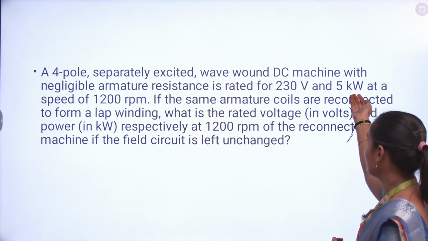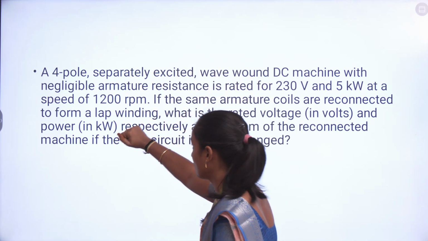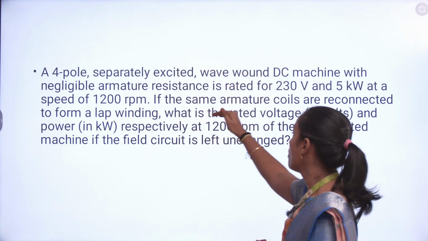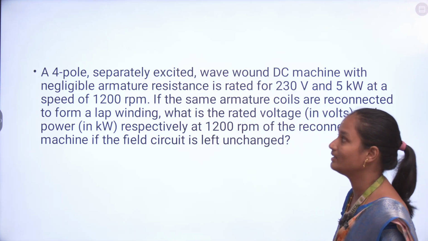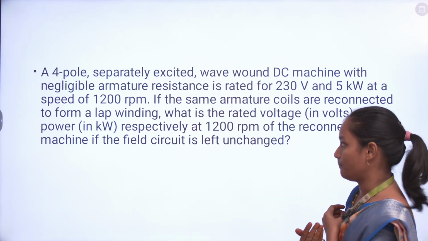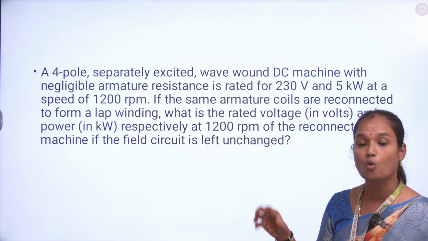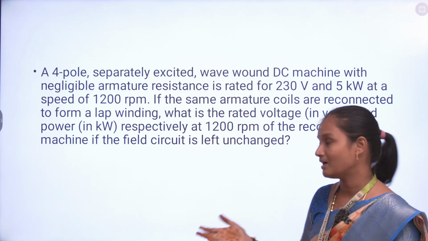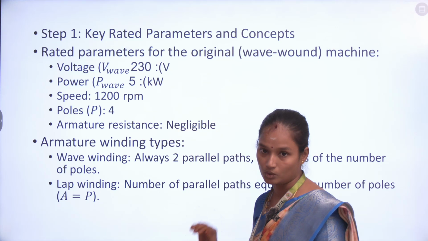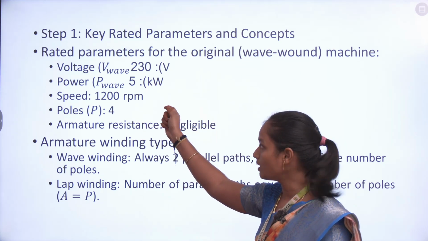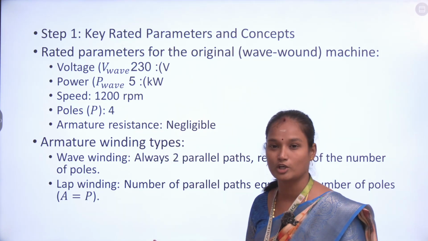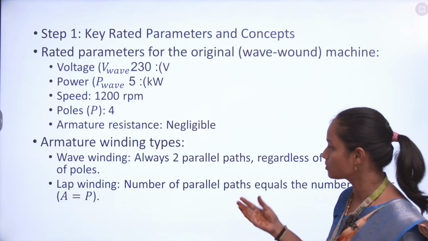And next one: a 4-pole separately excited wave connected DC machine with negligible armature resistance is rated for 230 volt and 5 kilowatt at the rated speed of 1200 rpm. If the same armature coils are reconnected in lap winding, what will be the rated voltage? So they have given the wave connection and we are about to shift it into the lap. At that time, what will be the voltage and power? Here the voltage will be 230, power will be 5 kilowatts, speed will be 1200, poles will be 4, and the armature resistance is negligible. The value will be very low, so you can neglect it.